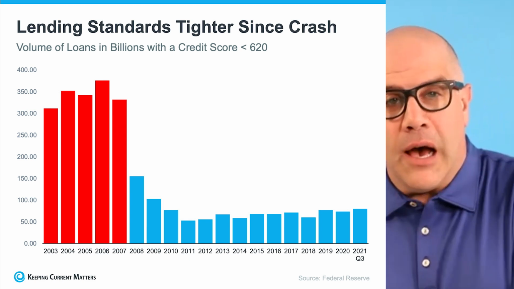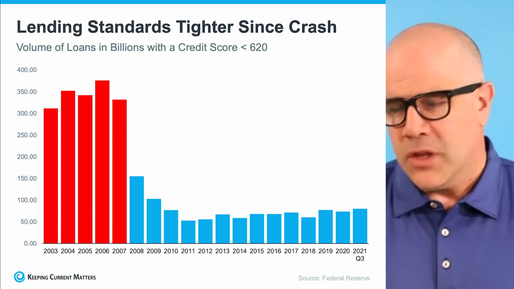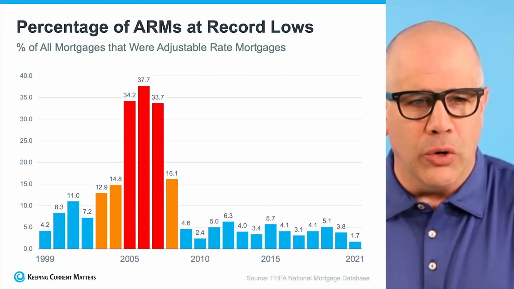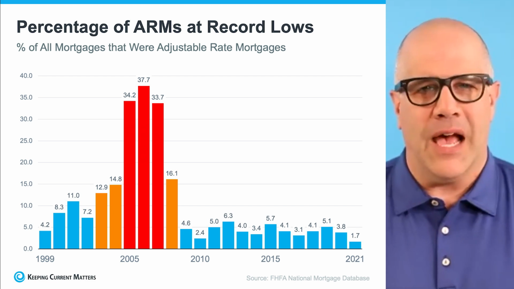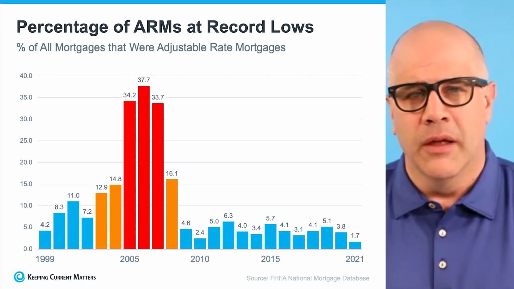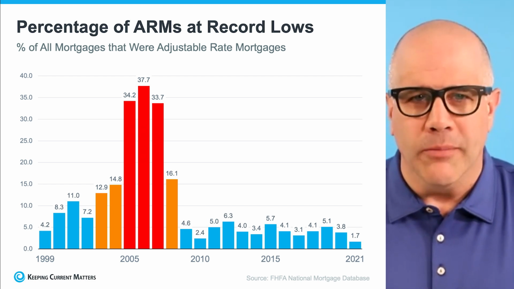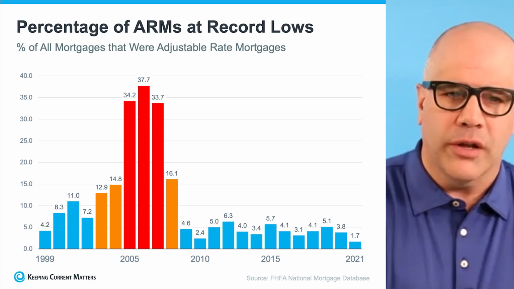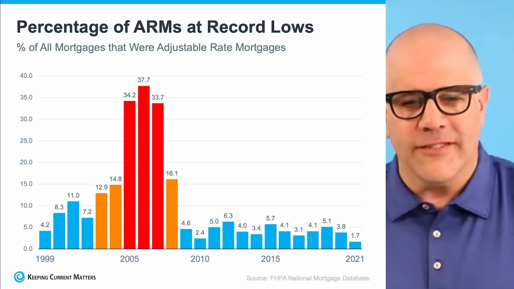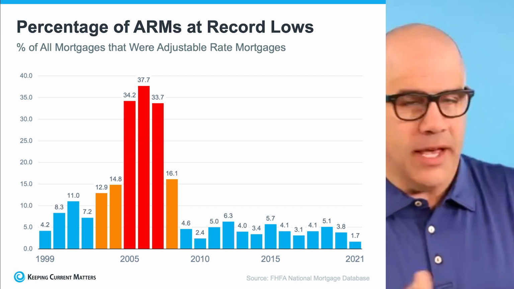The other piece of information I think is very, very interesting in this: the percentage of adjustable rate mortgages is at a record low. If you remember back in the housing crisis, a lot of adjustable rate mortgages were in the market. You see there in the red bars, percent of all mortgages that were ARMs, adjustable rate mortgages, you see 34, 37, 33%, where today, fast forward, 1.7% of mortgages. Everybody's saying, hey, we don't want that.